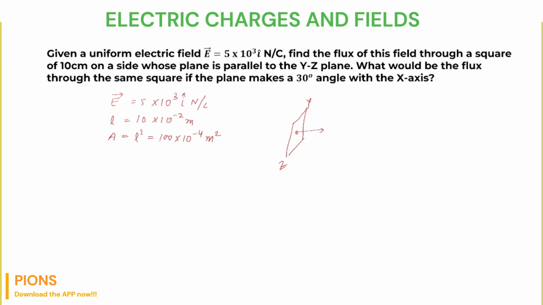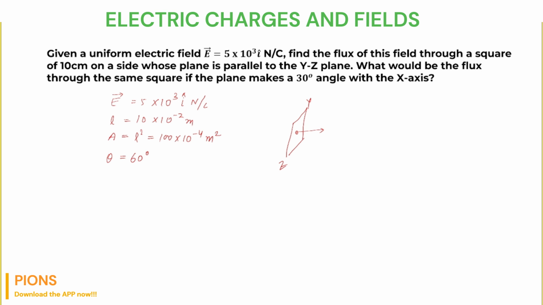What would be the flux through the same square if the plane makes 30 degree? Read the question very carefully. The plane is making 30 degree with the x-axis. So if the plane is making 30 degree with the x-axis, the normal will make how much? 60 degree, right? Because we always take the angle between normal and the x-axis, right? Normal and the field, sorry.